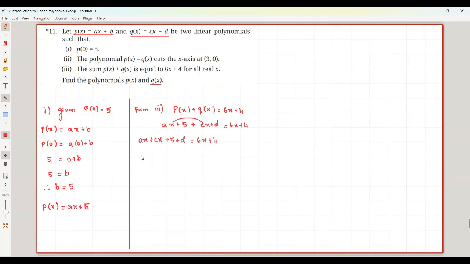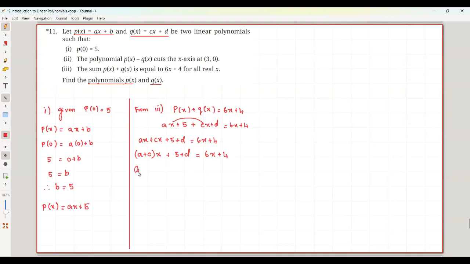For these two terms, x is common, so I am taking x outside. So (a plus c) x, keeping x as common outside, plus 5 plus d is equal to 6x plus 4. That means here the coefficient of x is a plus c, and the constant is 5 plus d, which is equal to 4. I'm going to compare the coefficients.